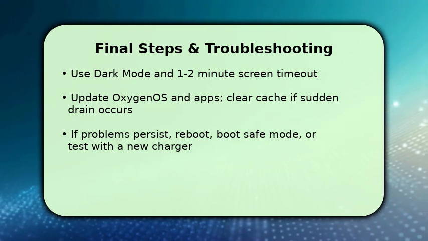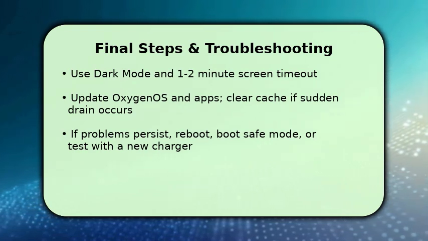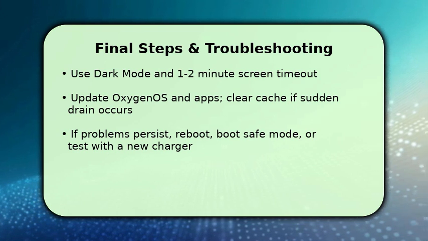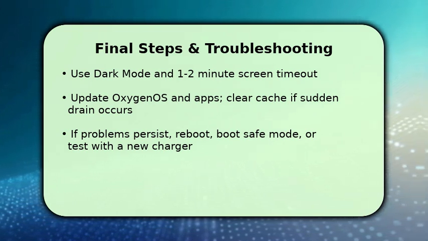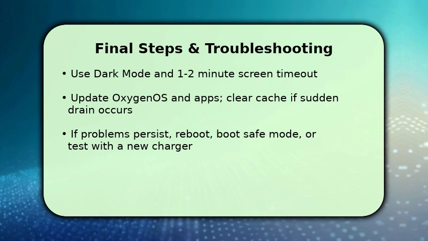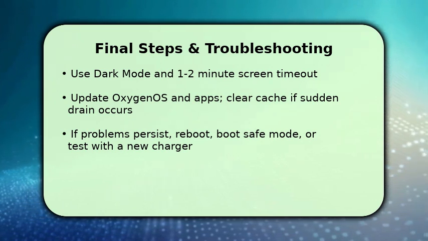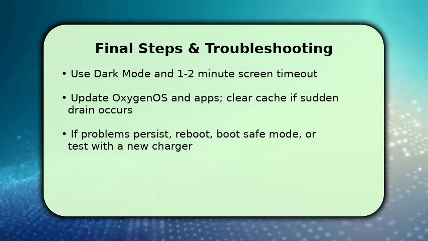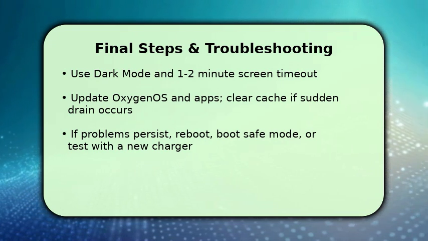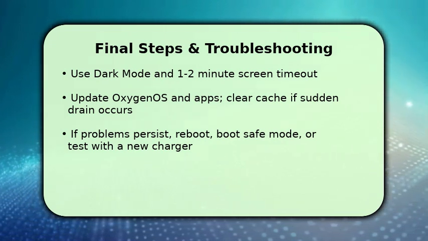Finish by applying interface and maintenance actions that compound savings. Switch to dark mode system-wide and set screen timeout to 1 or 2 minutes. Darker pixels use less power on OLED panels. Update Oxygen OS and apps to benefit from efficiency fixes, and clear app cache if you spot sudden drains.